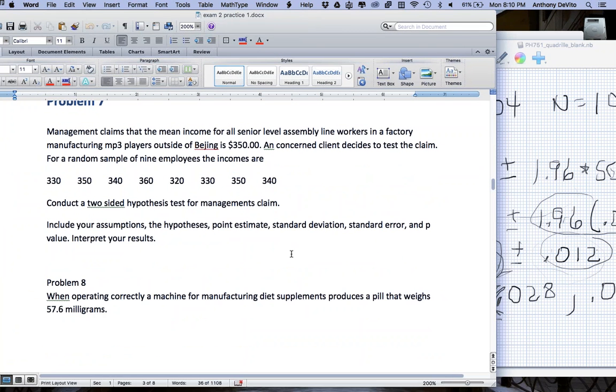Okay, single value t-test. Management claims that the mean income for all senior level assembly line workers in a factory manufacturing MP3 players in Beijing is $350.